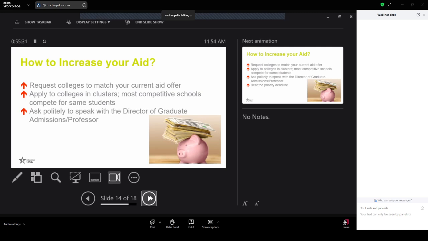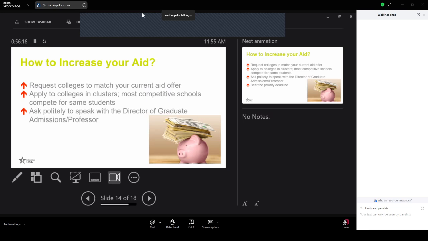Ask politely to speak with the director of graduate admissions or professors if your need is not met, or if you've been accepted by several other colleges. Maybe you've been accepted by three colleges. College A was your first choice, but when you're comparing the aid, college A gave you the least amount and B and C gave you a better amount. If that is the case, you can write to them and say, I'm really interested in coming to your college, but the amount of aid that you've provided is less. I also applied to so-and-so college and got this kind of offer, but my first choice is your college. You can write to them and see if they can increase their aid.